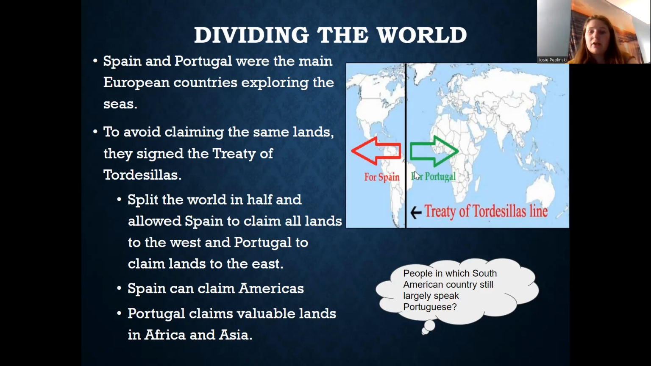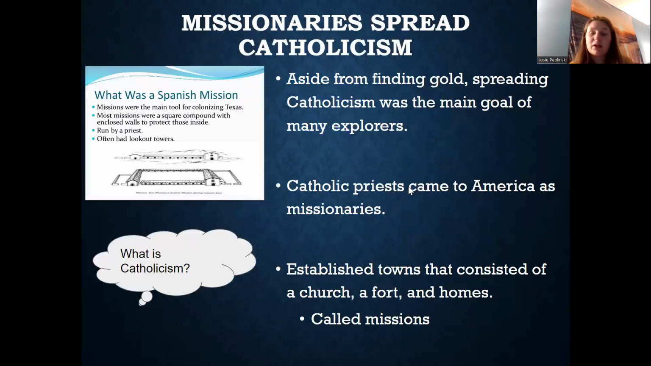This country here is Brazil, and in Brazil, many people still speak Portuguese. So this is one example of a modern day connection to something that happened within this era. So because this line was drawn, this is the only country in South America that Portugal has control over. Many people still speak Portuguese, whereas most of South America speaks Spanish.